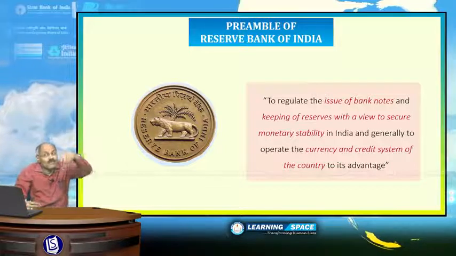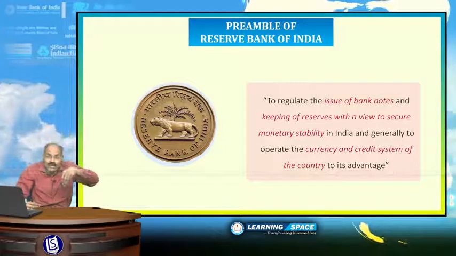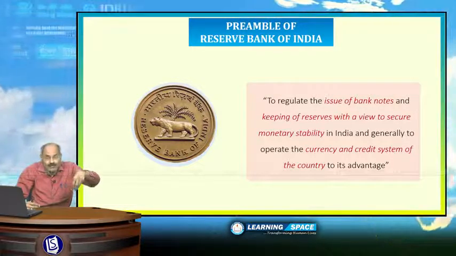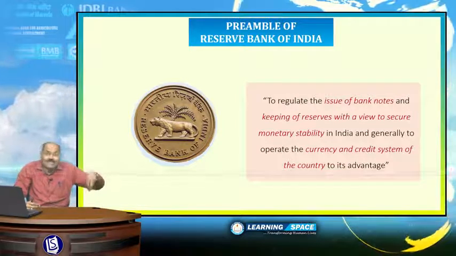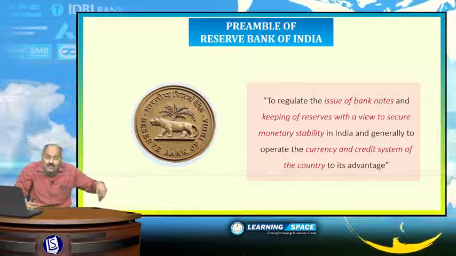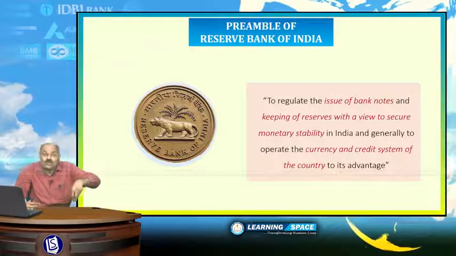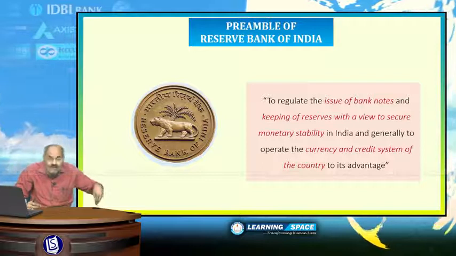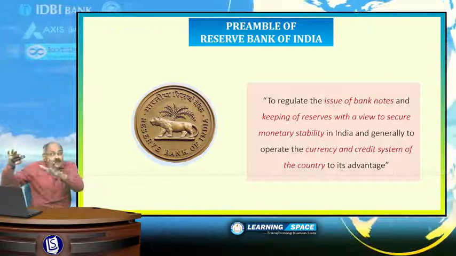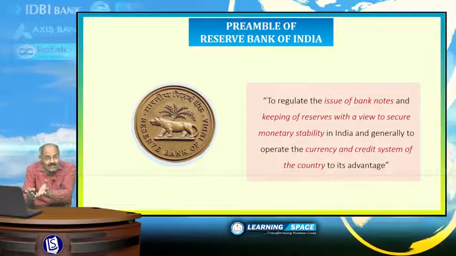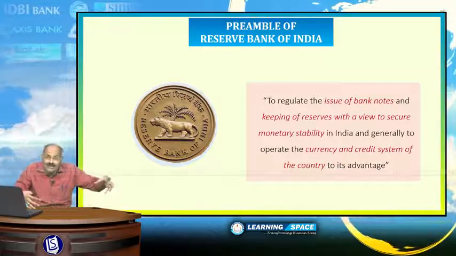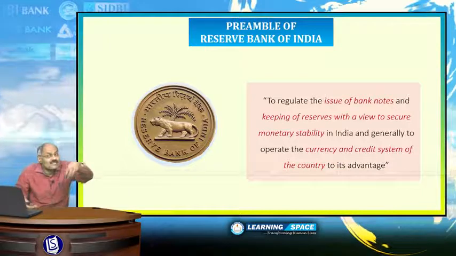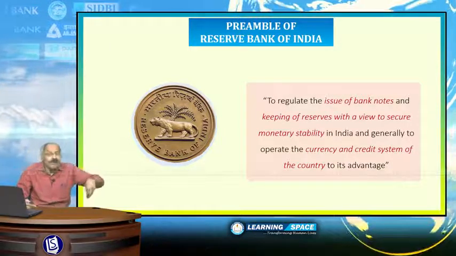And keeping of reserves with a view to secure monetary stability. All of you are well aware about CRR, SLR. These are all reserves, cash reserve ratio, statutory liquidity ratio. So, these reserves are to be kept so as to maintain monetary stability of the country. That's why CRR is some 4%, SLR is 21.5%, like that. Keeping of these reserves is kept in the preamble itself.